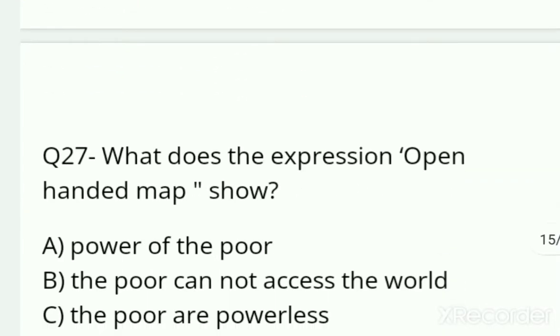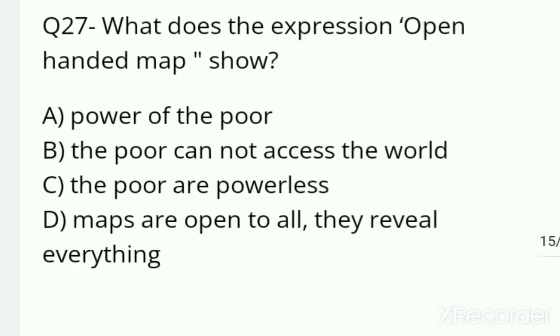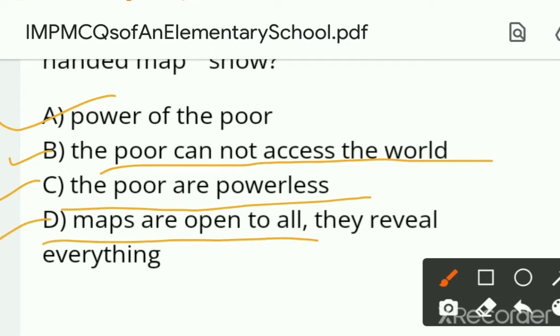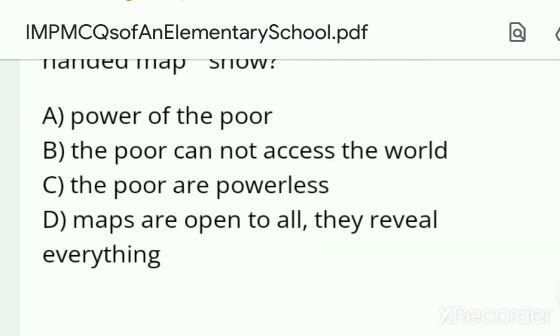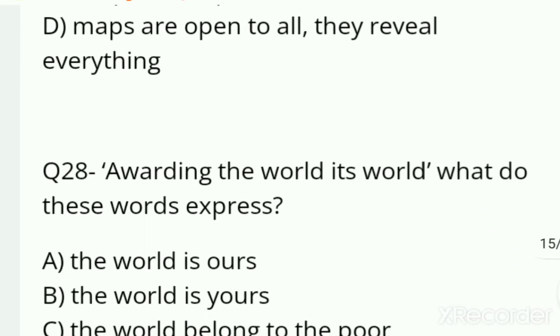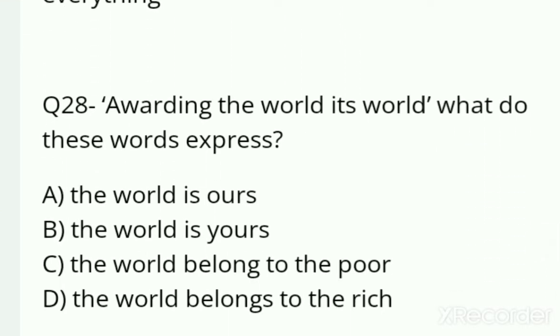Next, what does the expression open-handed map show? A, power of the poor. B, the poor cannot access the world. C, the poor are powerless. And D, maps are open to all. They reveal everything. Yes, option D is the correct answer. Maps are open to all. They reveal everything.